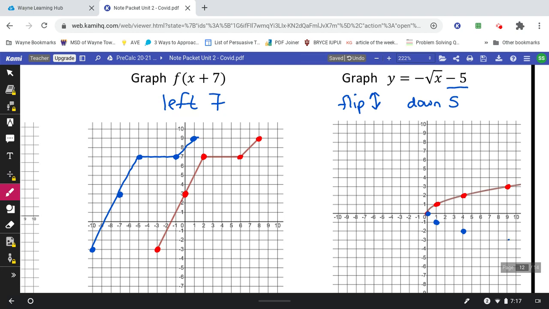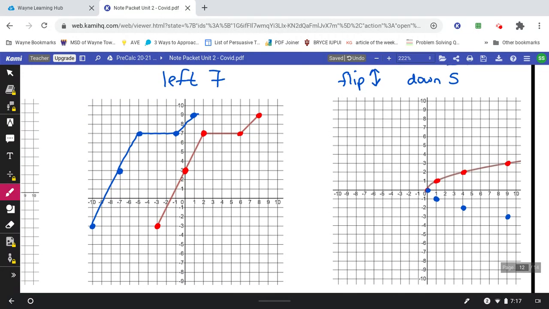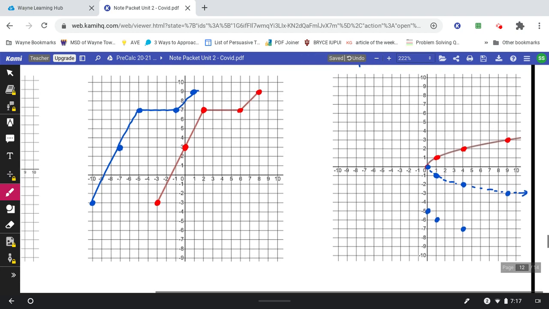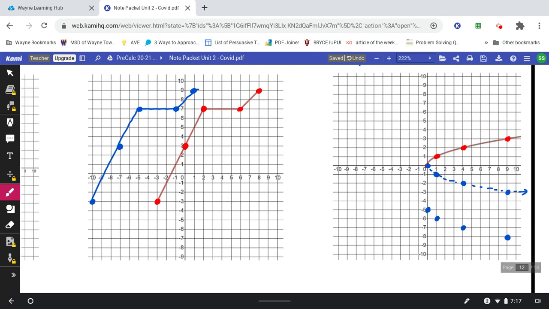That's 3 above the axis. I'm going to flip 3 below the axis. So I kind of get those points there. So that's kind of where my first graph is going to be. Then I'm going to have to move that down 5. So each point down 5. And there's my final graph. So I'll just fill that in. Notice how it's kind of upside down compared to the original red graph.